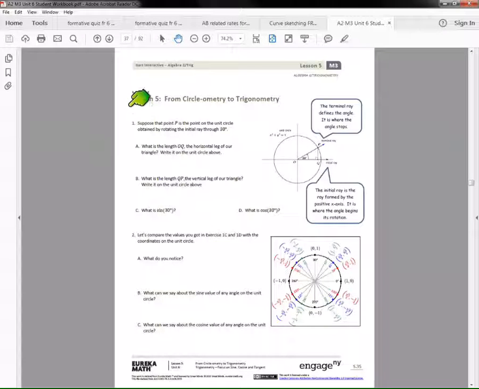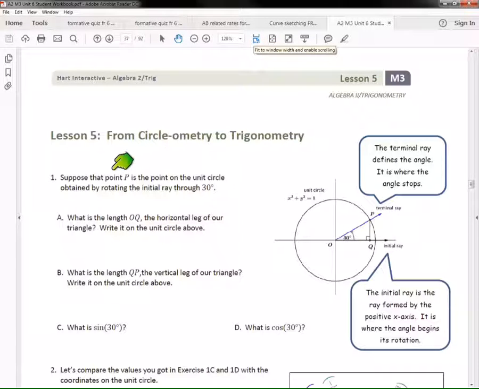Let's read it first. It says, suppose that point P is the point on the unit circle obtained by rotating the initial ray through 30 degrees. Now we just got introduced to a new word, initial ray.